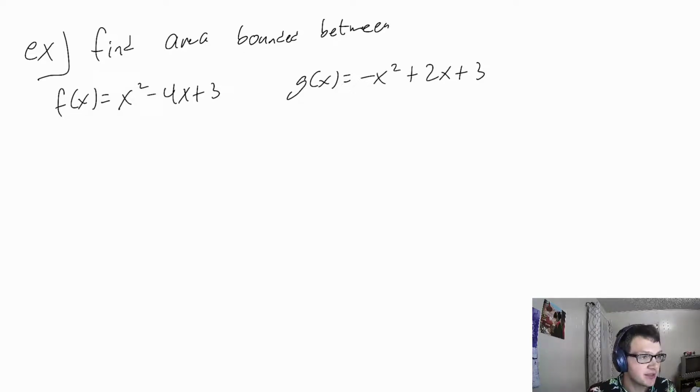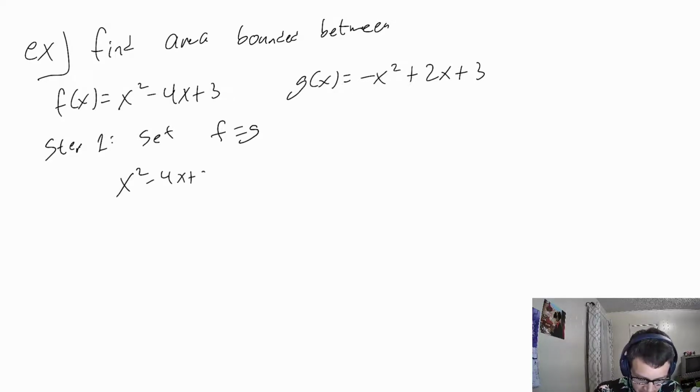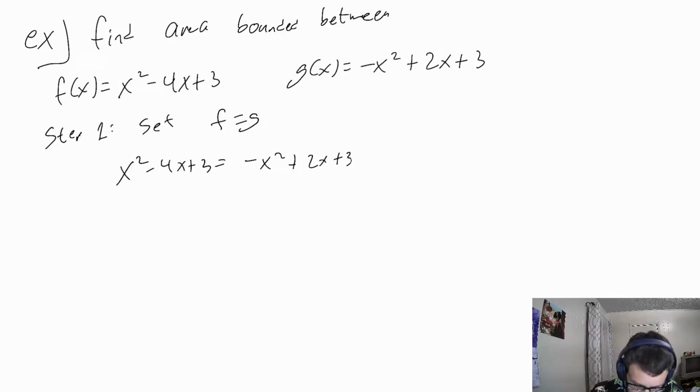Let's find the area bounded between f of x equals x squared minus 4x plus 3 and g of x equals minus x squared plus 2x plus 3. So step one is we're going to set f equal to g. So we're going to have x squared minus 4x plus 3 equals minus x squared plus 2x plus 3. Okay, and let's go ahead and move everything over to one side so we can subtract minus x squared plus 2x plus 3 from both sides.